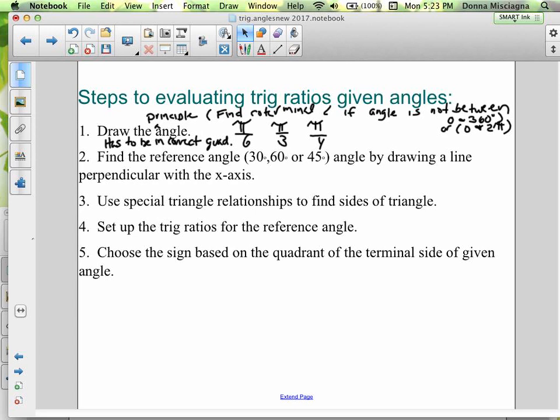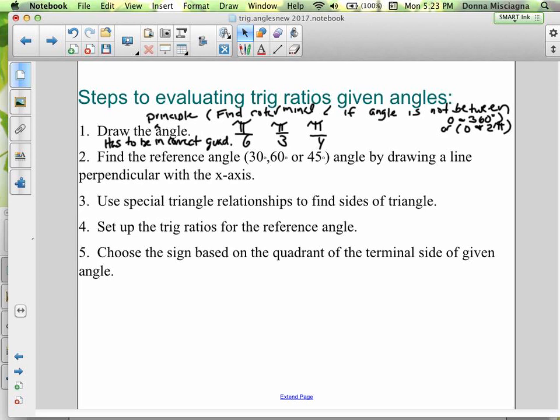We'll find that reference angle by drawing a line perpendicular with the x-axis. We'll use special triangle relationships to find the sides of the triangle. We'll set up the trig ratios for the reference angle, and we'll choose the sign based on the quadrant of the terminal side of the given angle. Because remember, different trig functions have different signs based on what quadrant we're in.